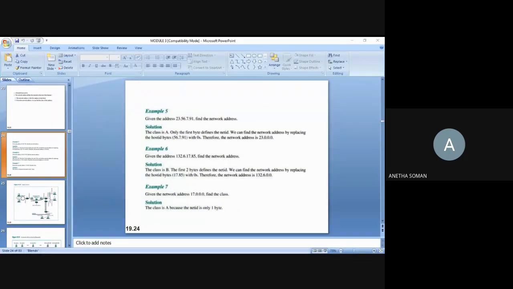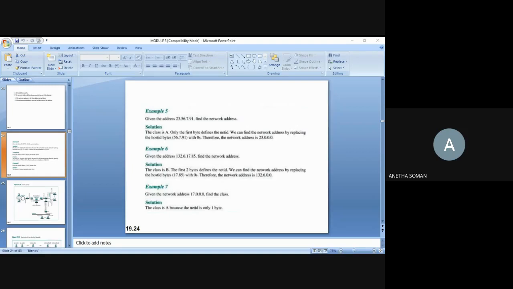But there is one advantage in classful addressing. Now, what is that advantage? You can easily find the class of the address. Since you have a specific limit for each class, class A is varying from 0 to 127. So you can easily identify the class of each address. That is the advantage of classful addressing. But due to the disadvantages of classful addressing, it is obsolete now. Classful addressing is not used.